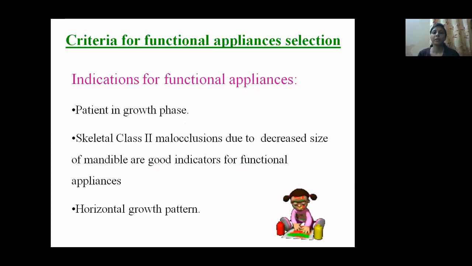The criteria for selecting the appliances is the indication. The indications for functional appliances include that the patient must be in the growth phase, with skeletal class 2 malocclusion due to decreased size of the mandible, not because of increased size of the maxilla, because with these functional appliances we are not able to constrain the growth of the maxilla to a greater extent. So patients with a decreased size of mandible are good candidates for functional appliances, and the growth pattern should be a horizontal growth pattern.